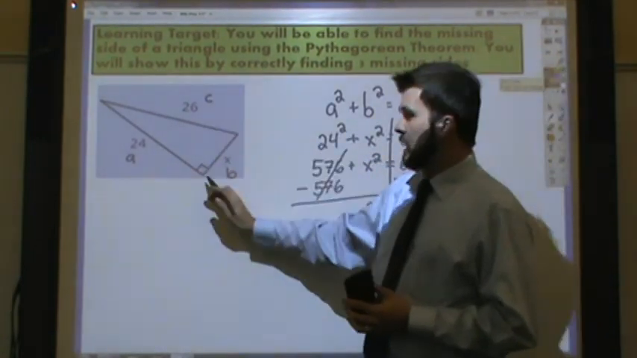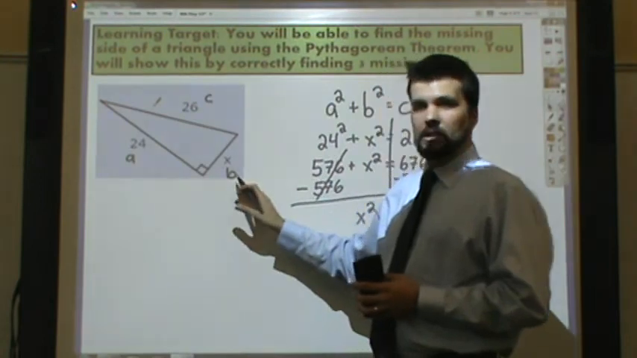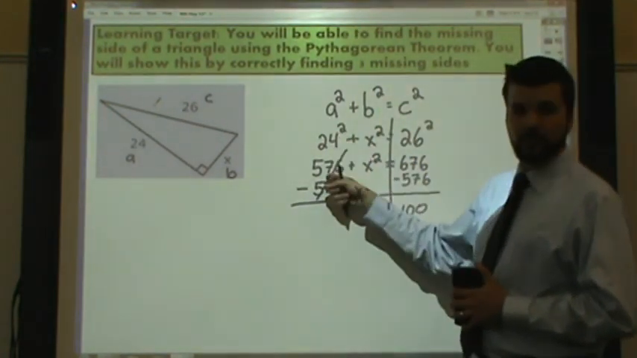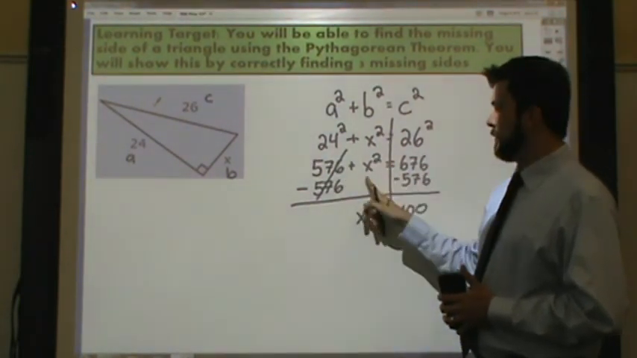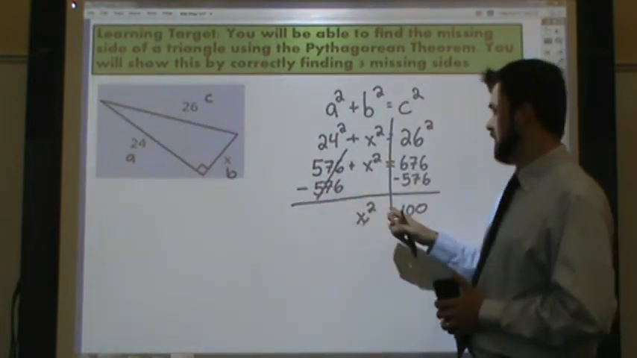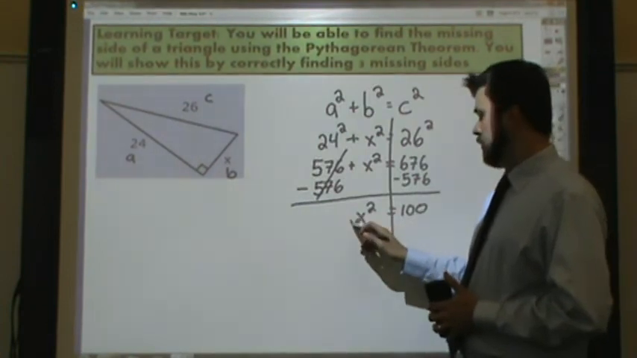Our 26 on the top here is going to be our C. It's our longest side, the hypotenuse, the A and the B. I chose to put the X in where the B was. Typing in 24 squared, 26 squared, I got these two answers. I want to get my variable by itself, so I'm doing the opposite of adding, which is subtracting the 576, and I get 100. So now the opposite of the square is the square root.